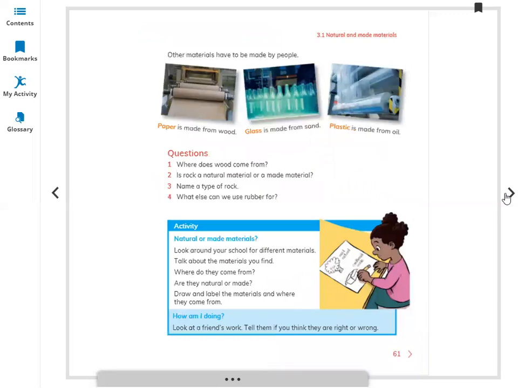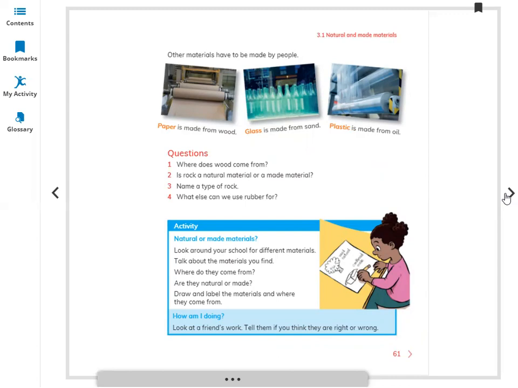Here we are going to talk about things that have been made by people. Other materials have to be made by people. Paper is made from wood. Glass is made from sand. Plastic is made from oil. These three things are man-made. People made these materials. These are not natural materials. What are these three things? Paper, glass, plastic. These are man-made.